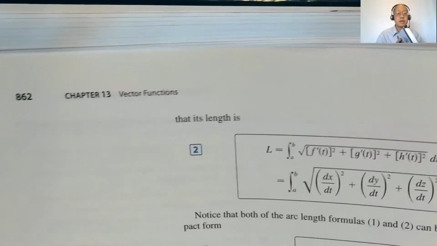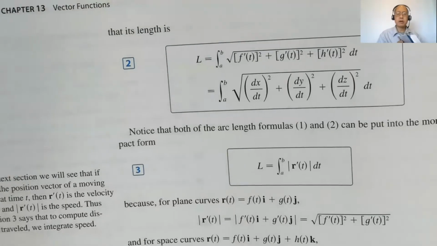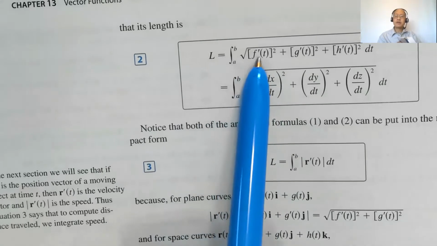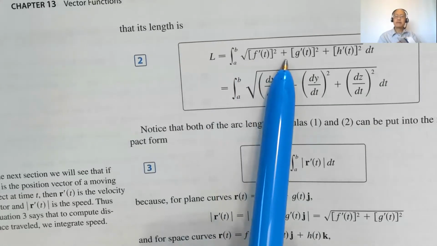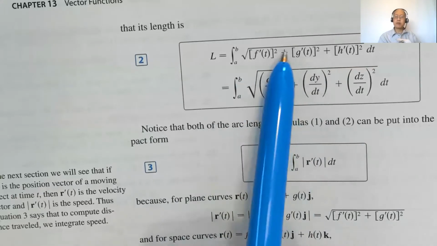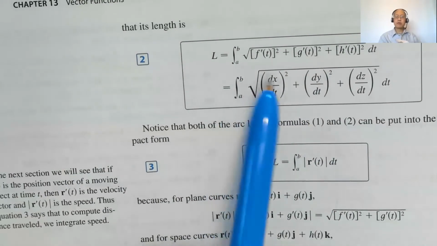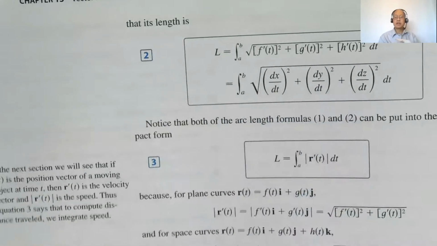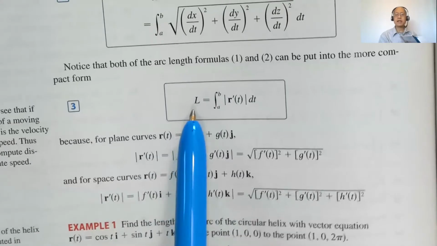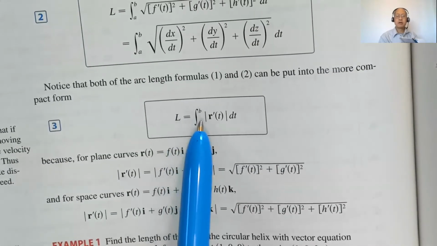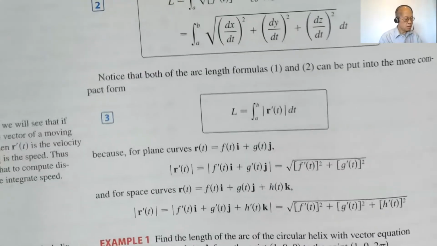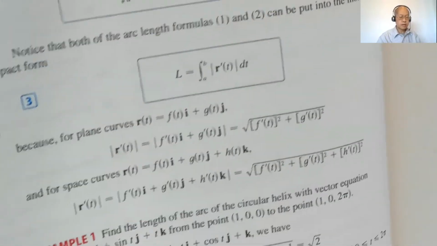So on page 862, and this is probably what you want to put in your formula sheet. Arc length is the integral from a to b of, you can have either this f prime of t squared plus g prime of t squared plus h prime of t squared, square root of the whole thing, dt, or square root of dx dt squared plus dy dt squared plus dz dt squared dt. Okay, you could also put it more compactly as the integral from a to b of magnitude of r prime of t dt. All right, so that's how you find arc length.